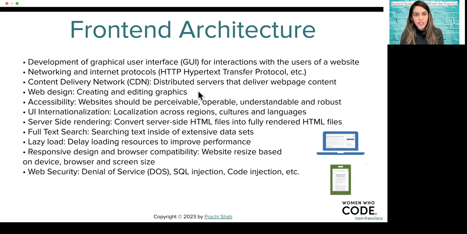Content delivery networks, or CDNs, are basically distributed servers that deliver web page content. These are geographically distributed servers that help deliver web page content. It can be something like text or even images. It helps you load these resources quickly, and that is what a CDN does.